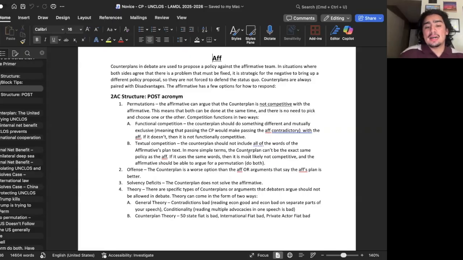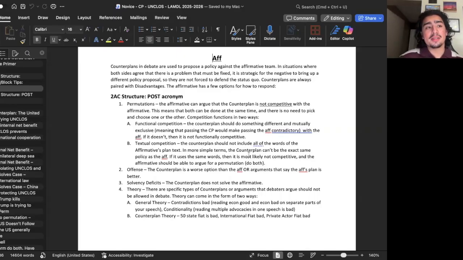Second is establishing textual competition. When a counterplan is textually competitive, it just means that the counterplan should not include all of the words of the affirmative's plan text. So all this means is that the counterplan should not result in the actual affirmative's plan. The counterplan should not say, counterplan, ratify UNCLOS and then do the entire plan. That is not textually competitive because it's still doing the entire affirmative's plan.